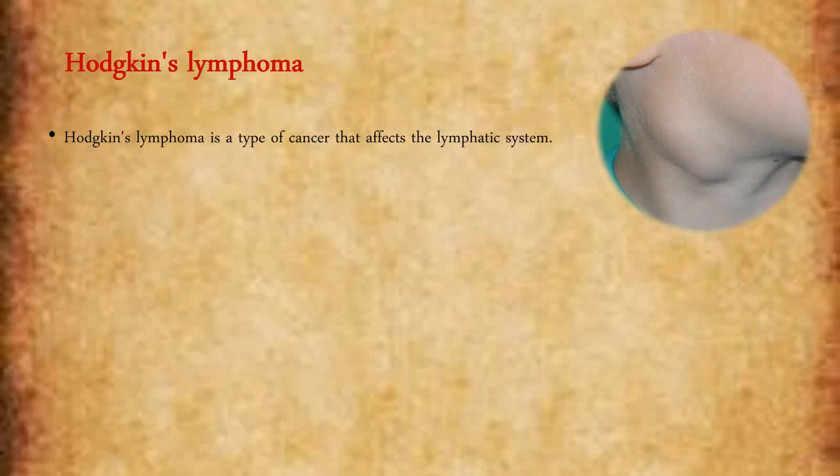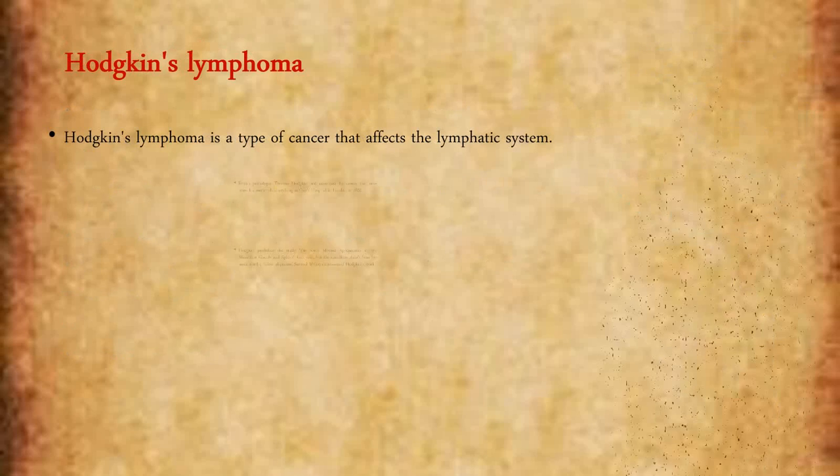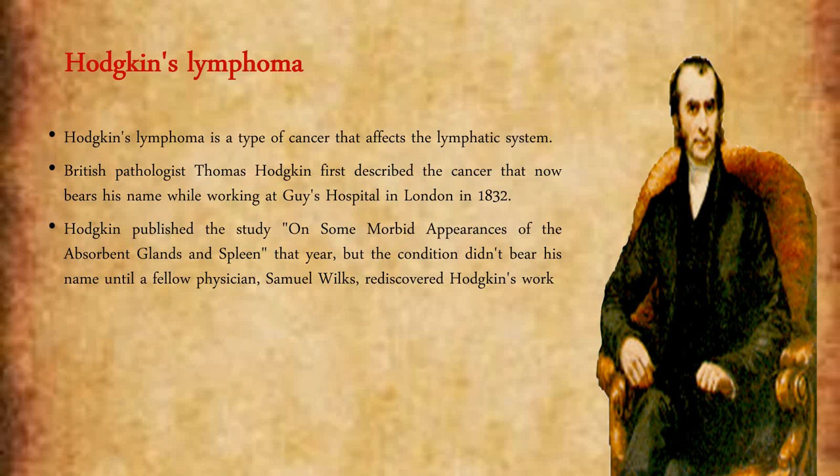Hodgkin lymphoma. Hodgkin lymphoma is a type of cancer that affects the lymphatic system. British pathologist Thomas Hodgkin first described the cancer that now bears his name. Hodgkin published a study on some morbid appearances of the absorbent glands and spleen that year, but the condition did not bear his name until a fellow physician, faithful enough, Samuel Wilks, rediscovered Hodgkin's work.